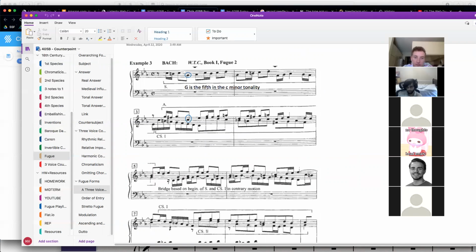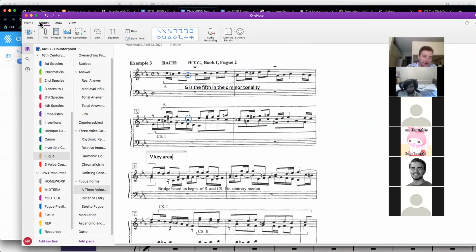Right, this is a tonal answer, right? Because of the C. If this was a real answer, you'd have, but so you're still in the 1 key area. Now you're in the 5 key area, right? You are now in the 5 key area, right? Because you have a G minor chord.